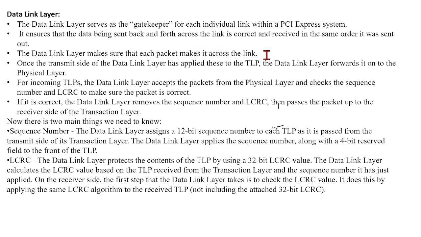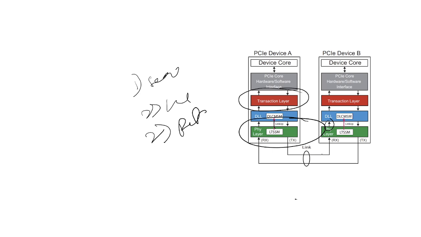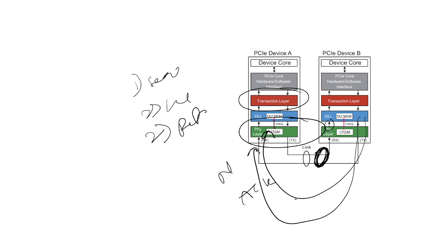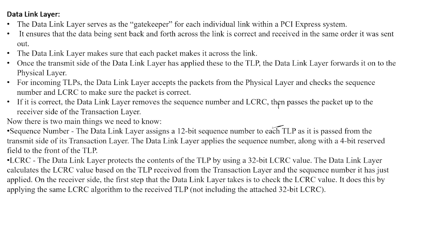Whatever packets we are sending from the transmitter to the receiver, it will check whether the packet I am sending is correct or not. If it is correct, it will send an acknowledgement from receiver to transmitter. If you have not received a correct packet, you will get a NAK. Based on that information, the data link layer will proceed accordingly.